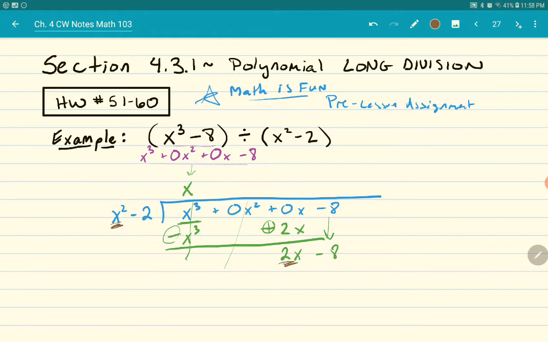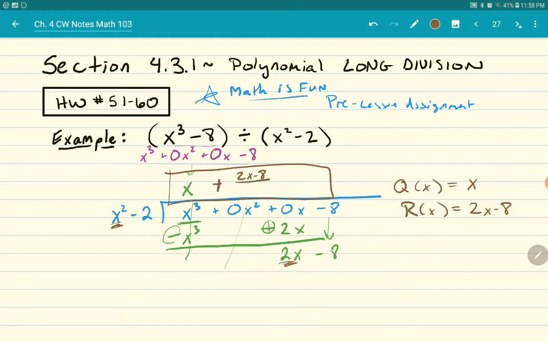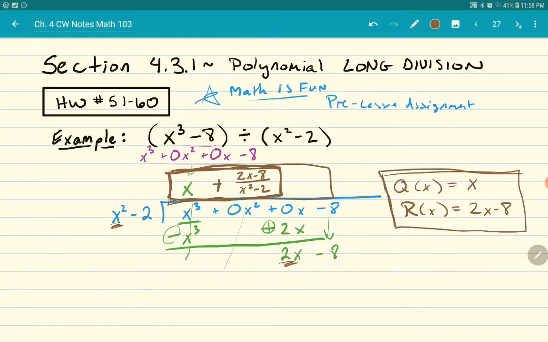So my remainder is, I'm going to put the remainder as 2x minus 8. And my quotient is x with the remainder of 2x minus 8. I can also express this final answer as x plus the remainder, 2x minus 8, over the divisor. So there's one way to express the final answer. And there's another way to express that final answer with the remainder.